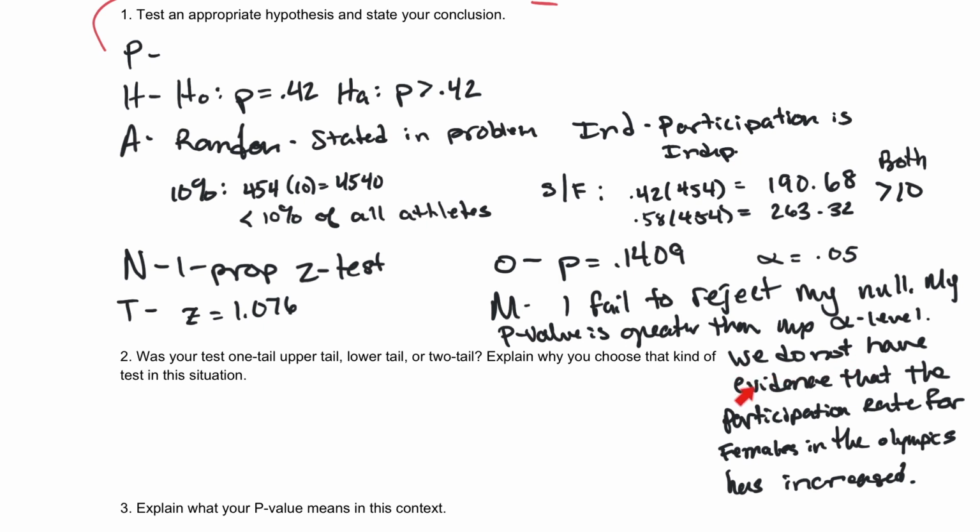We do not have evidence that the participation rate of the females in the Olympics has increased. We do not have evidence. Anytime you say I failed to reject, your next statement will be we do not have enough evidence. If you reject the null, then I would say I do have evidence. These two things have to coincide.